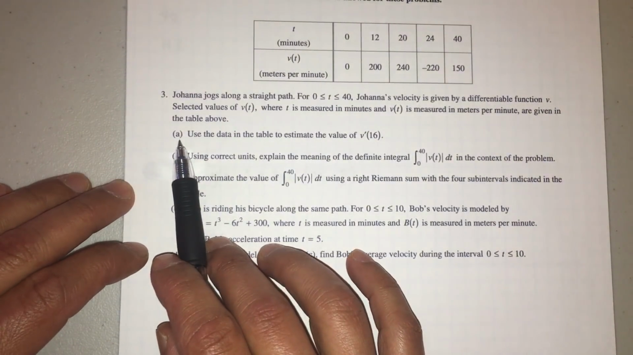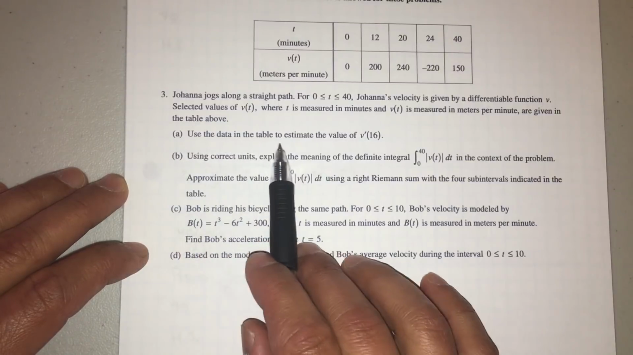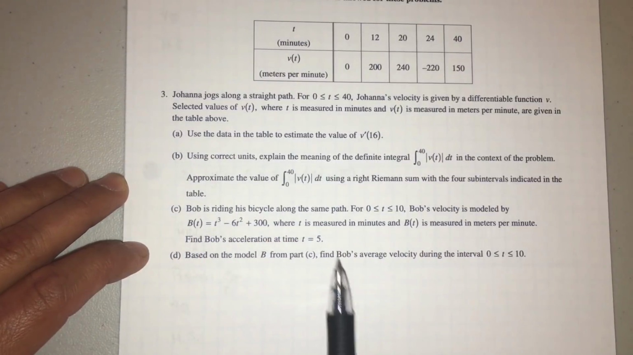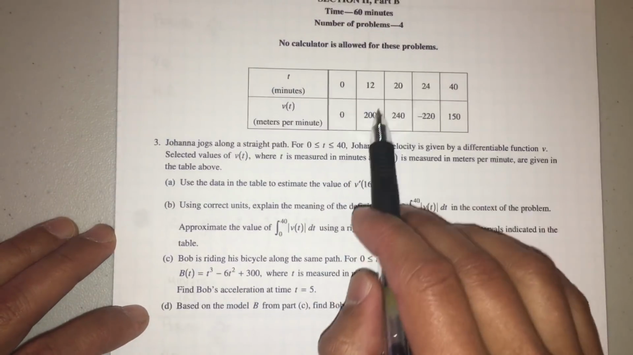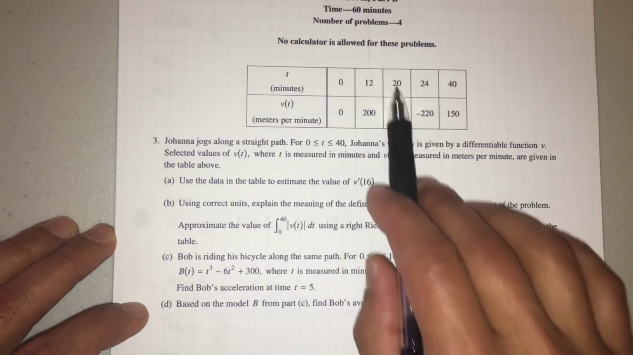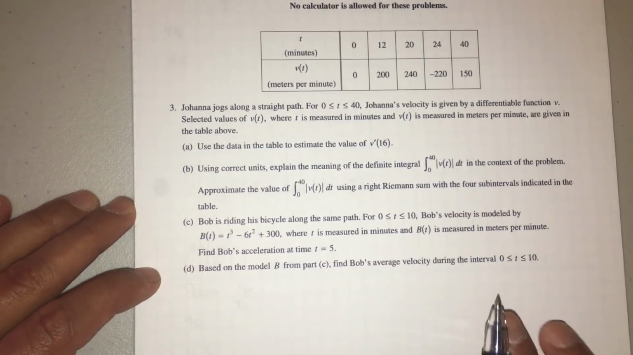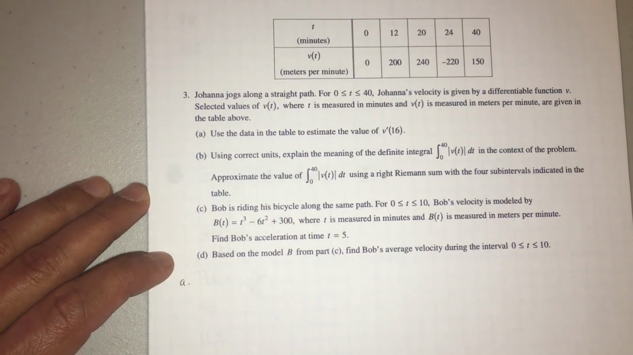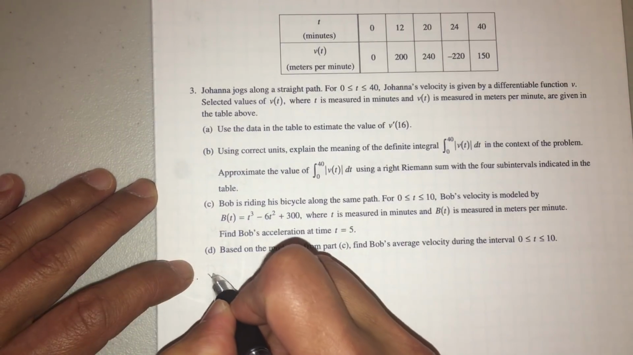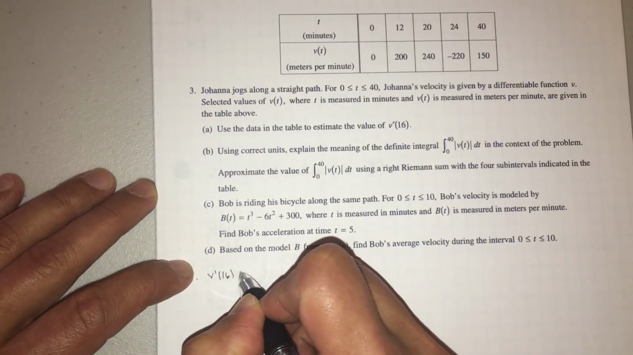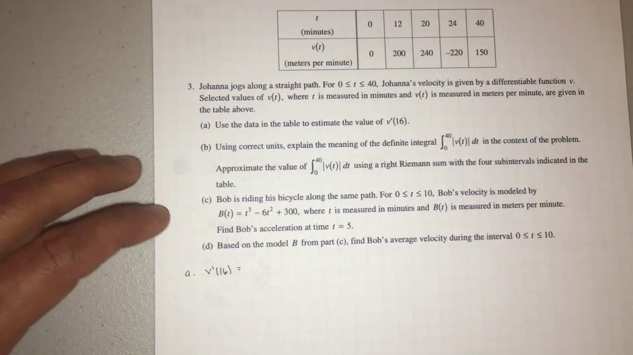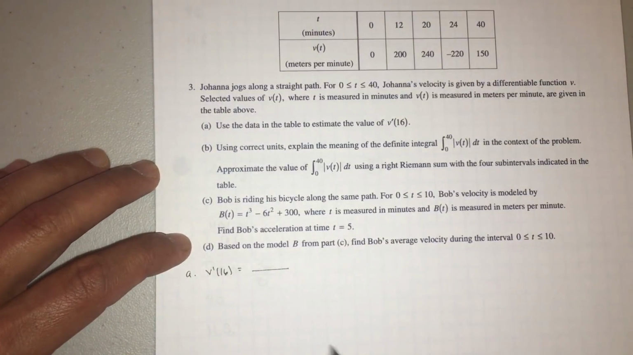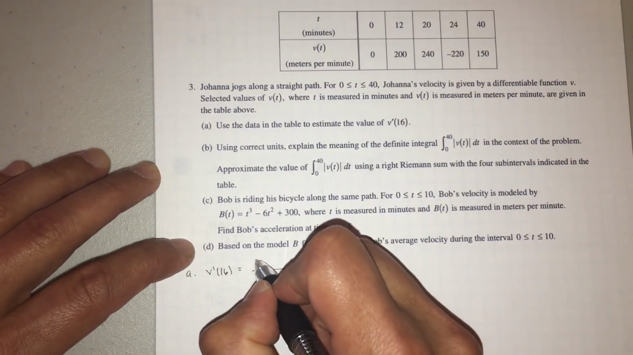And remember, part A is always the easiest one. Use the table above to estimate the value of v prime of 16. Right here, where 16 is right here. So you're going to be using these four values to figure out v prime of 16. And remember, what's the derivative? The slope. What's another word for slope? You know, from algebra 1, y2 minus y1. I'll just write it out.